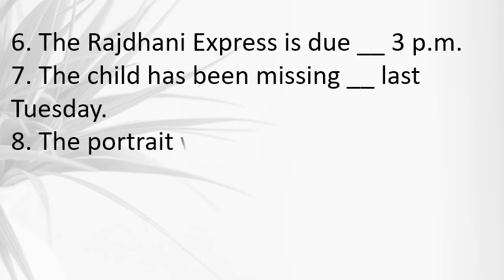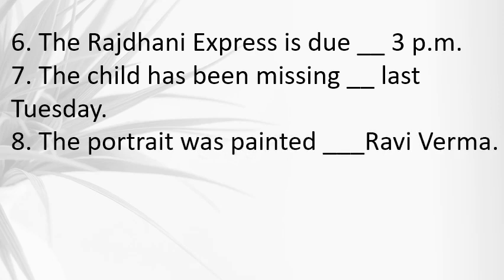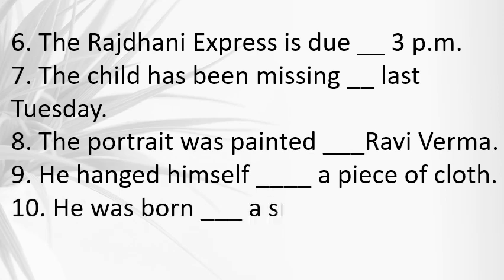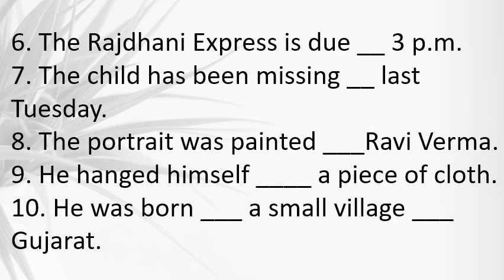Number 8, the portrait was painted dash Ravi Verma. Number 9, he hanged himself dash a piece of cloth. Number 10, he was born dash a small village dash Gujarat. That's all for today. This is the end of the lecture.